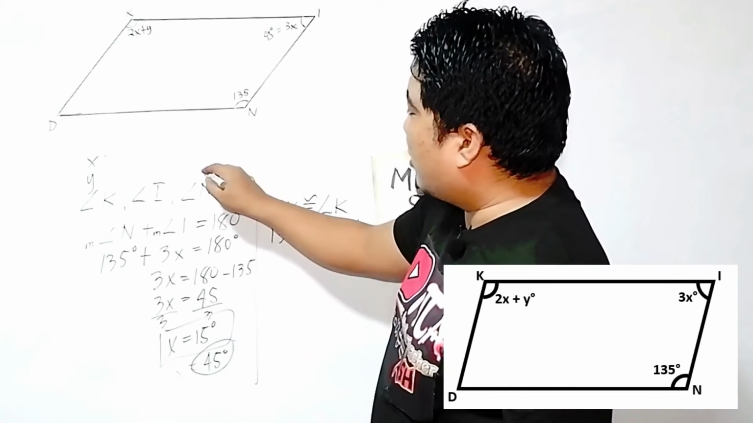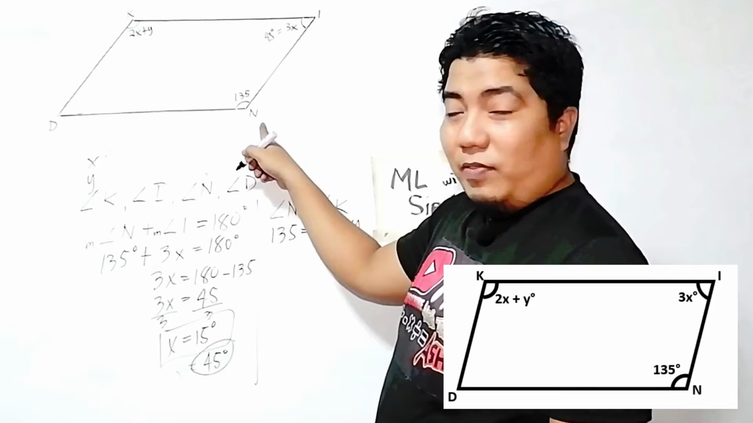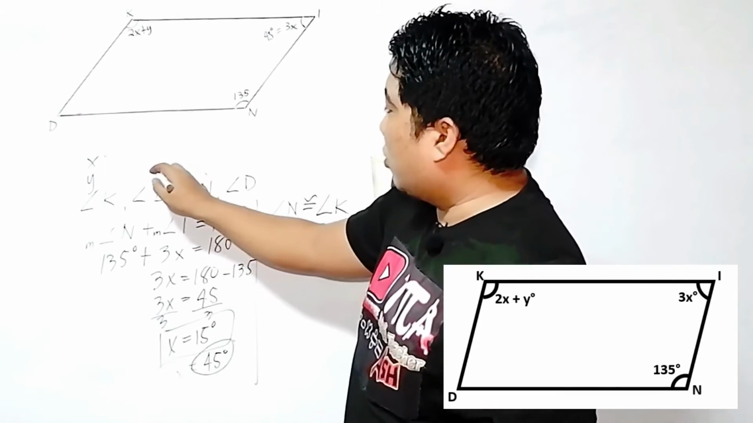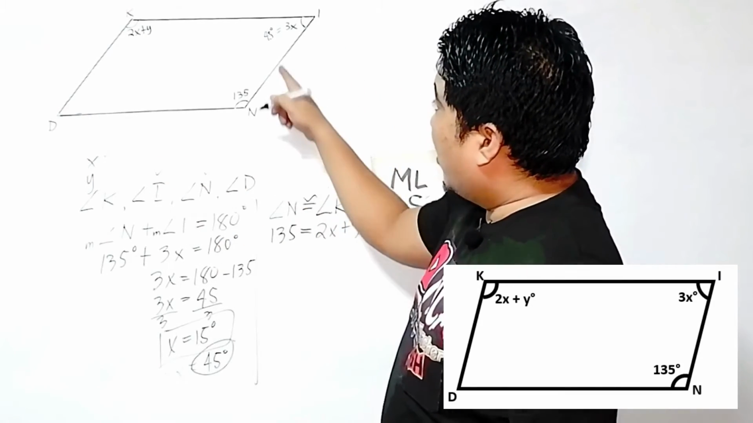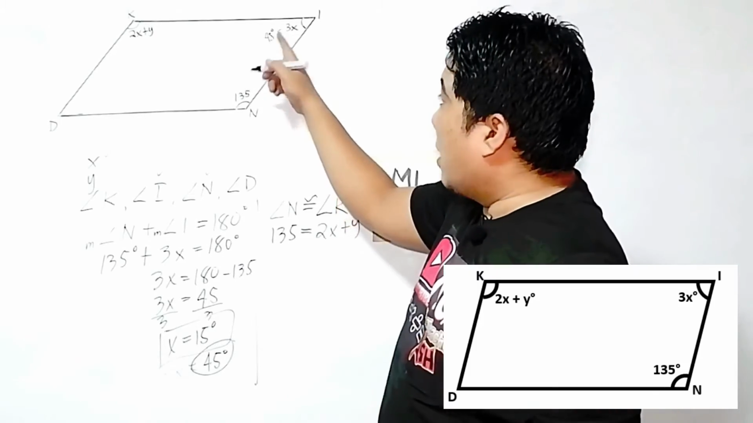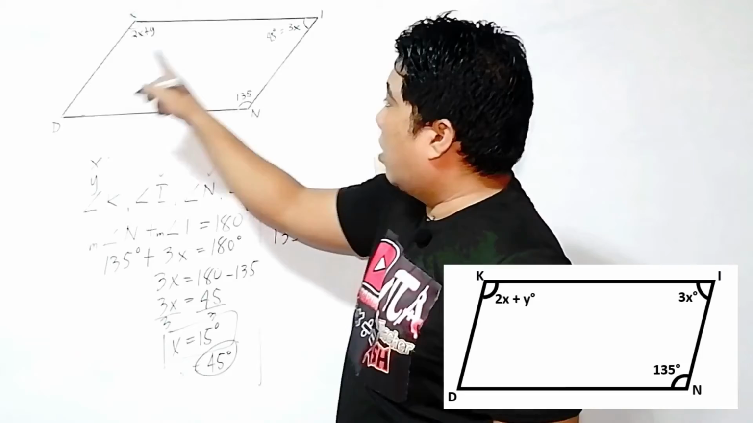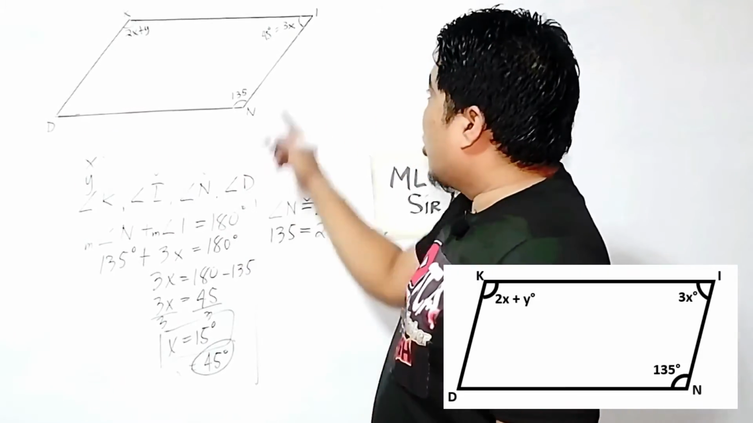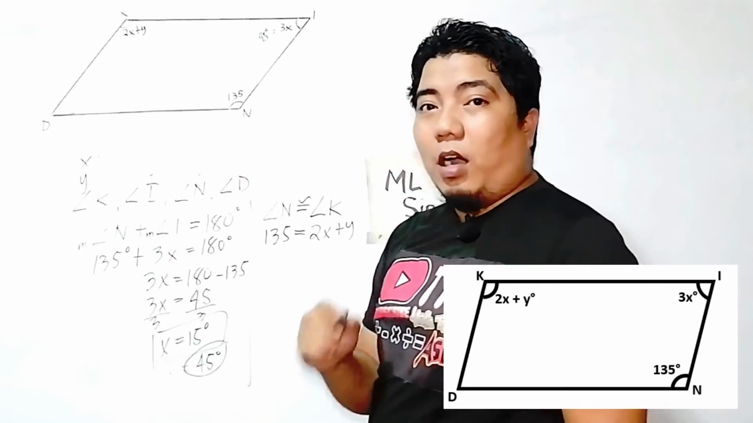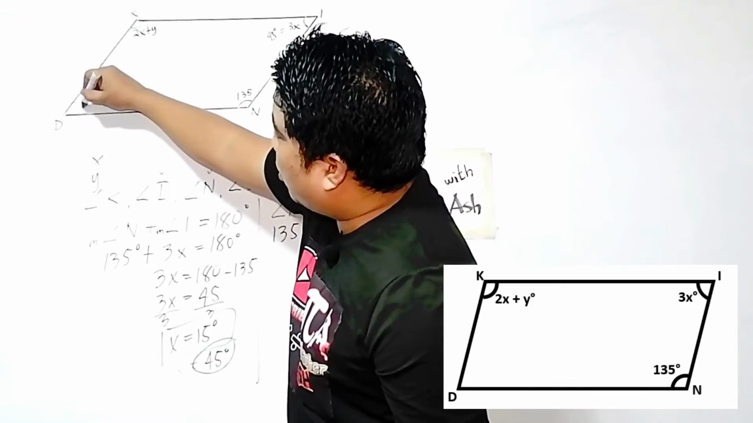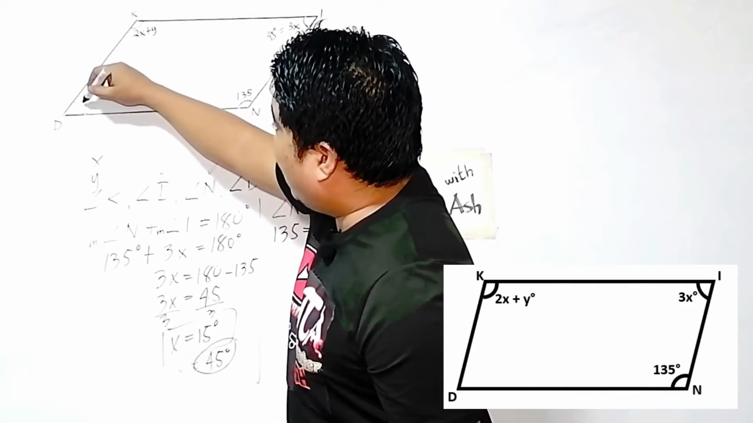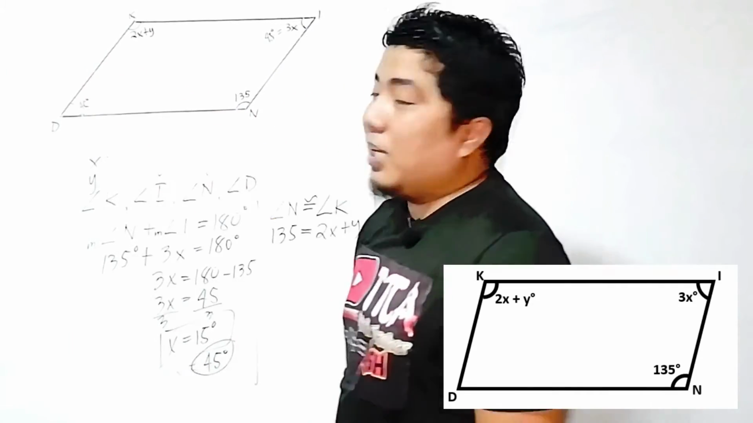So, we already have answered the angle N because that is given. And our angle I is also given. So, that is 45 degrees. Of course, by applying property number 2, opposite angles are congruent. So, angle I and angle D are equal. Therefore, we can also say that angle D here is equal to 45 degrees.